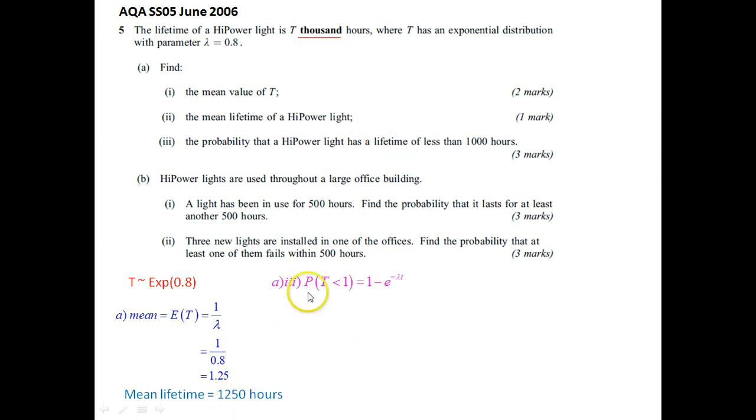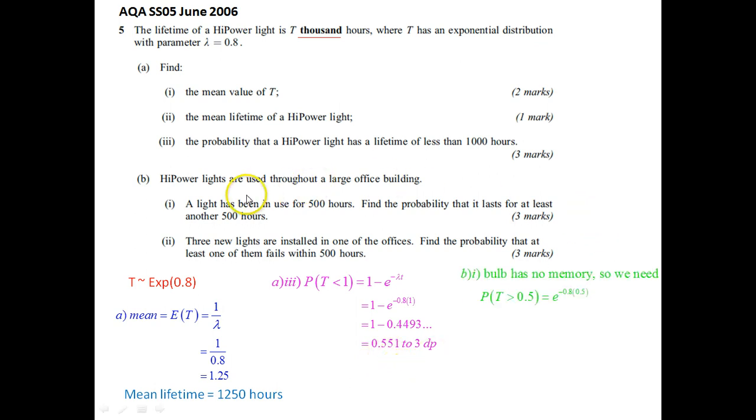Part 3, the probability that it has a lifetime of less than 1000 hours, so that makes T's 1, so we want the probability that T is less than 1, so it's 1 minus e to the minus 0.8 times 1, which becomes 0.551.